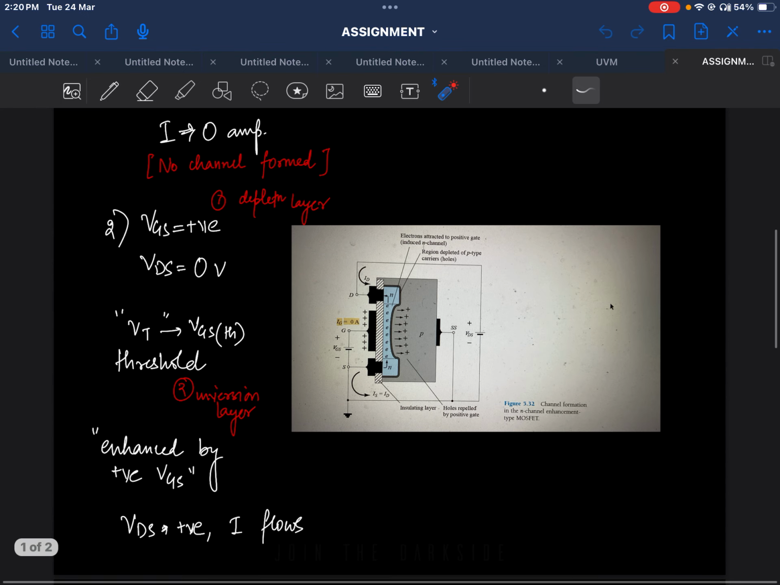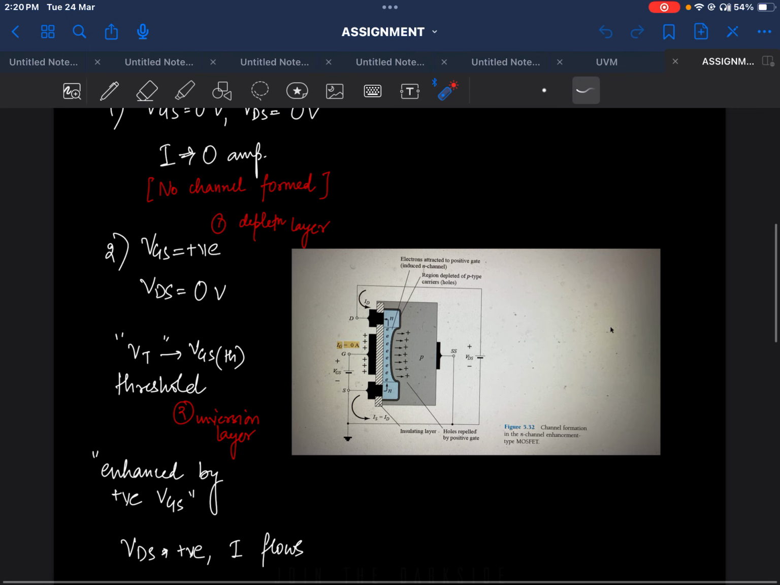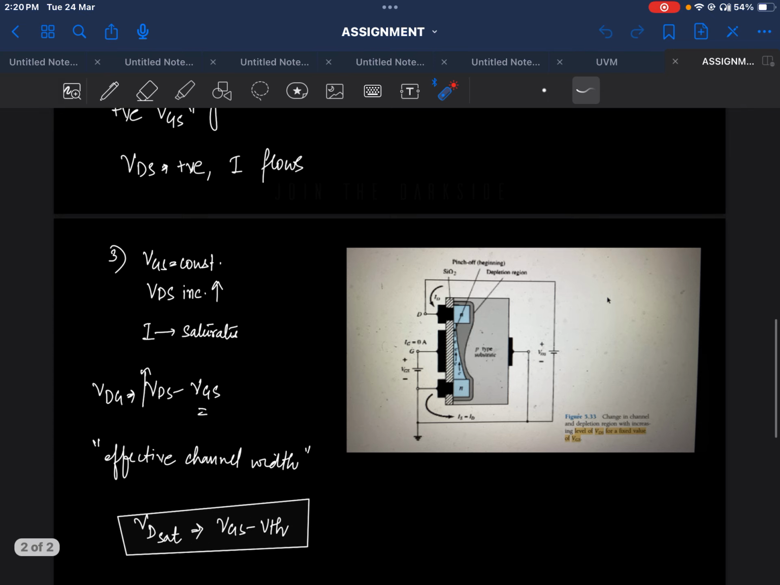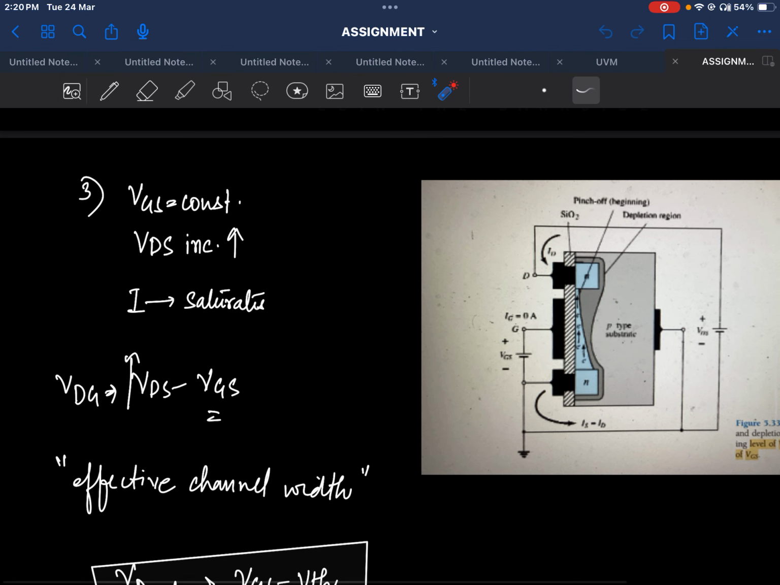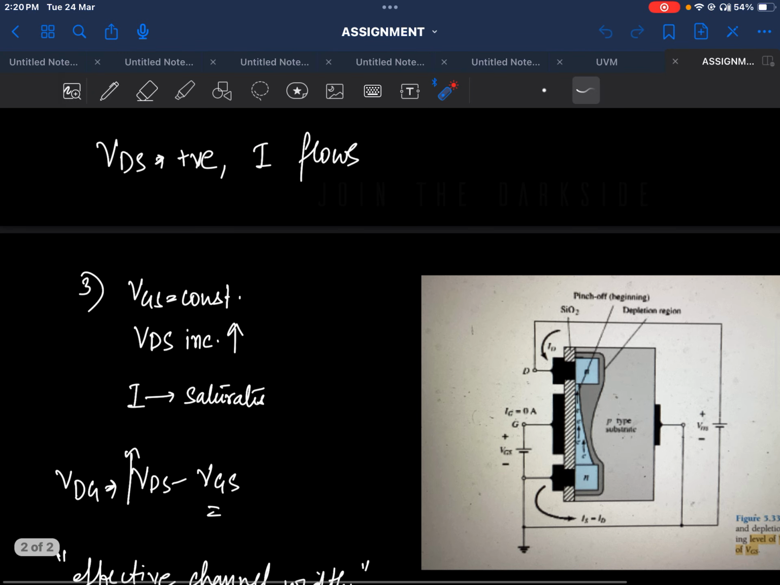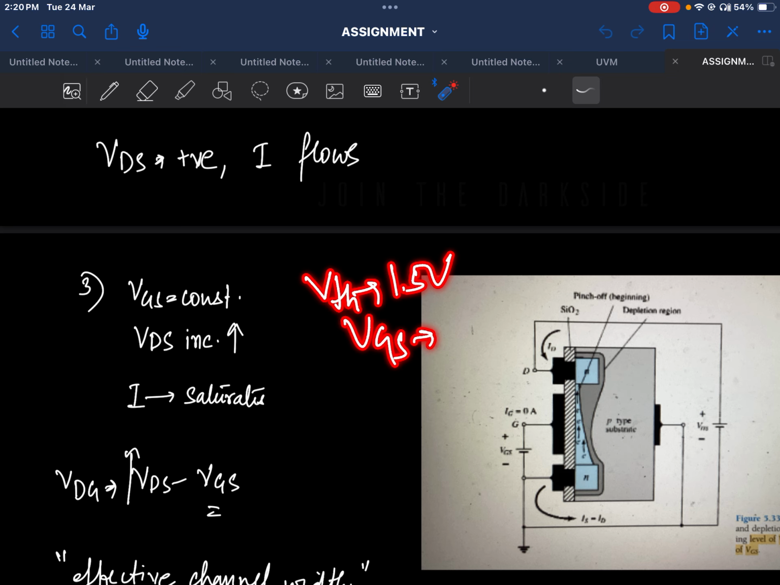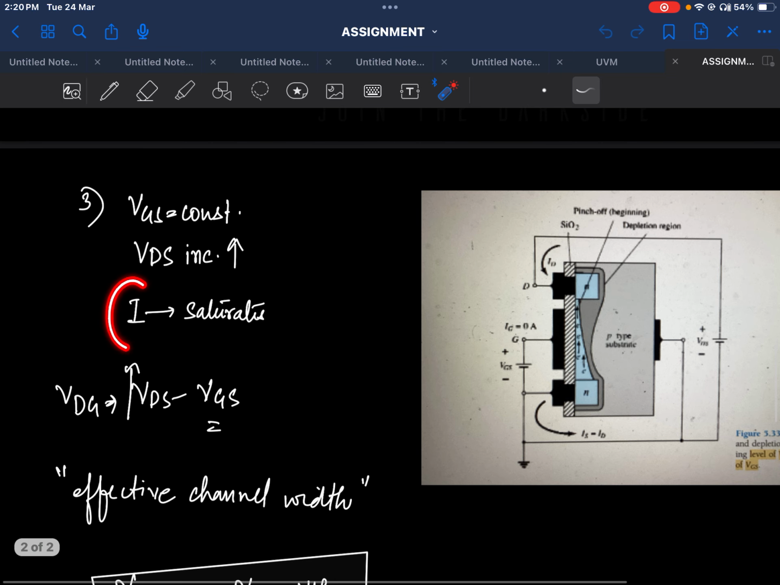Now we move ahead. We gave the VDS, we gave the VGS, and the MOSFET starts to operate. The current, the ID, starts to flow, and there comes a limit. Obviously, if you keep on increasing the VDS, there would be a limit. So if VGS is kept constant, suppose the threshold voltage is 1.5 volt, and you give VGS equal to 2 volt fixed. And now you keep increasing the VDS. Obviously, the current ID would increase, but to a certain point, and after that it saturates.